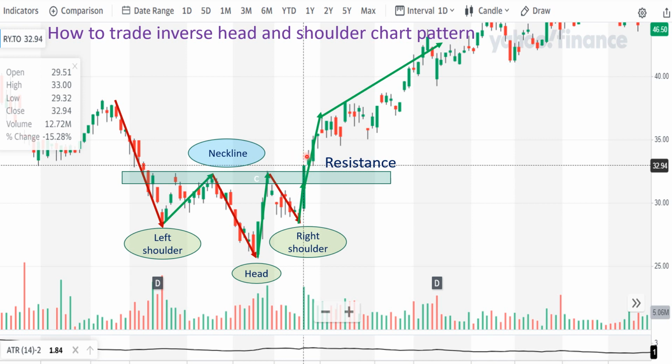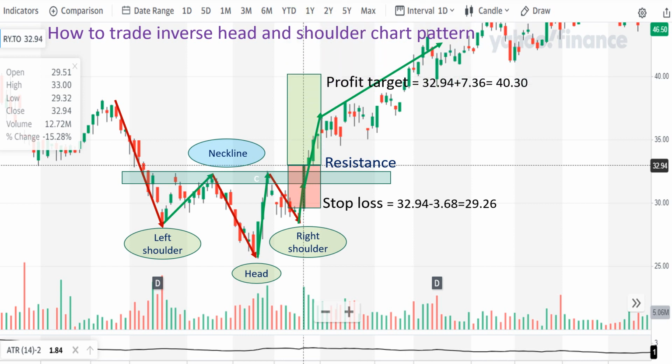at the close price of this bullish candle and put 2 ATR below the close price for stop loss, and we put 4 ATR above the close price of this bullish candle for profit target. And this is going to be the stop loss, and that is going to be the profit target. So that is how we can trade the inverse head and shoulder chart pattern.